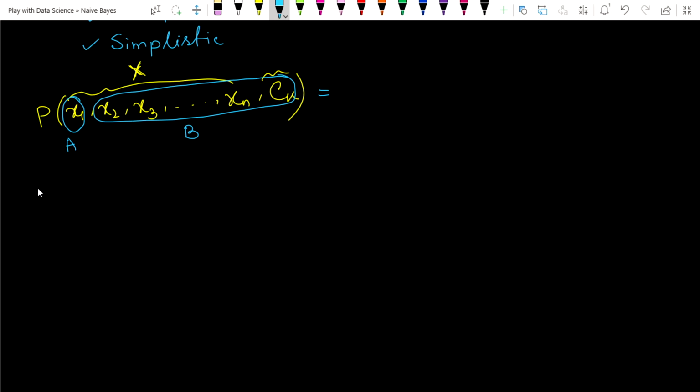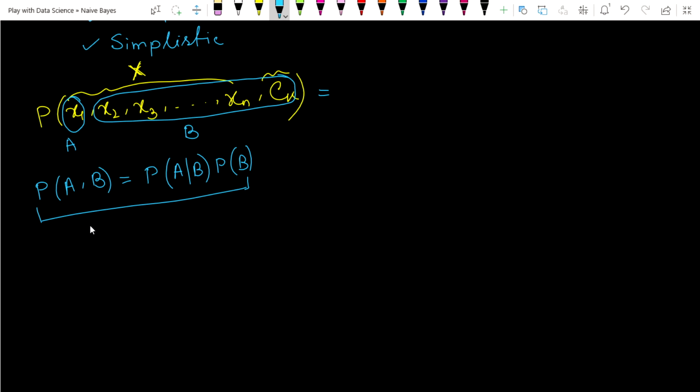Now we are just using the definition of conditional probability here. So what will be the definition of conditional probability? A given B times probability of B; this one is the definition of conditional probability.